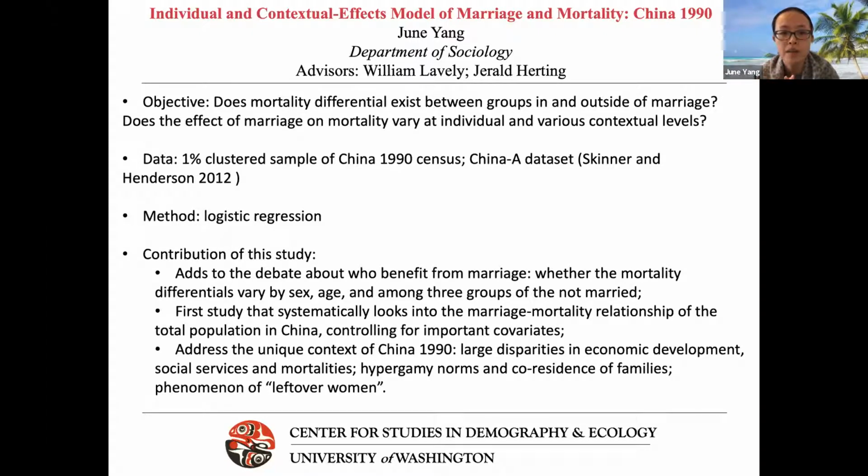and I believe that my study will contribute first to the debate about this topic, about who benefits from marriage, and also whether this effect varies by different levels on individual and among 3 groups of the not married. And it will also be the first study that systematically looks into the relationship for the total population of China with important covariates controlled for. And it addresses the unique context of China 1990, where we see large disparities in economic development, social services, and mortalities, and where hypergamy norms and co-residence of families exist. And also we will say more about the phenomenon of the so-called leftover women who were never married and highly educated in, for example, their late 20s or 30s.